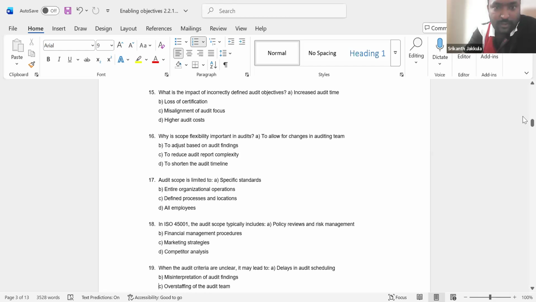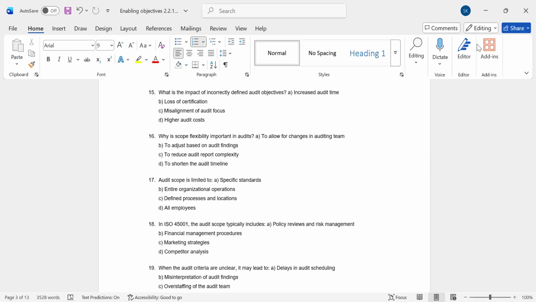Why is scope flexibility important to allow for changes in auditing? B seems most likely. Harish is saying B. Why is scope flexibility also important in audits? To allow for changes in auditing, to adjust based on audit planning, to reduce audit report complexity, to audit level. B, sir. Scope flexibility.